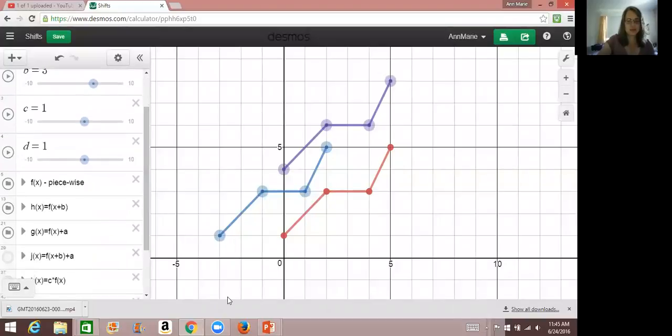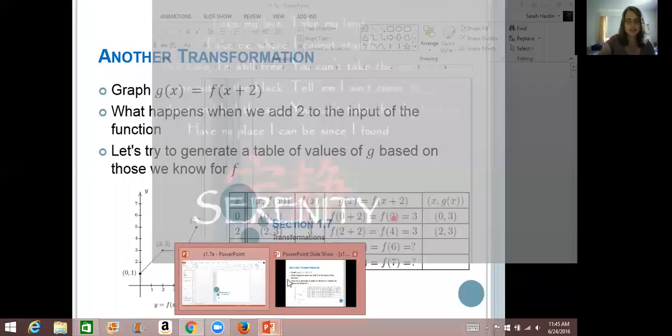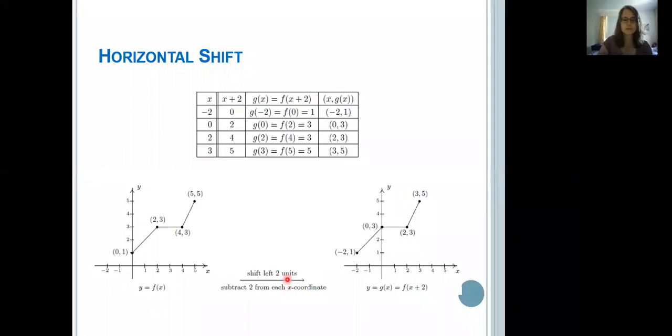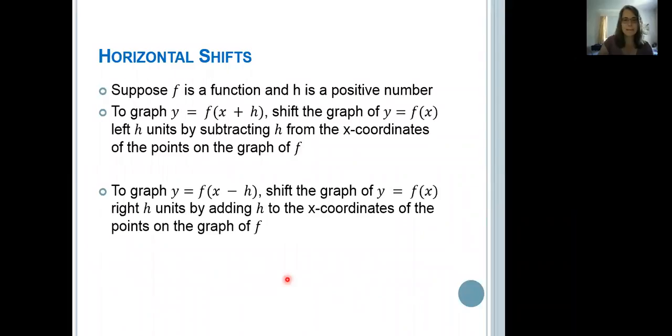Now, see where we're at. This slide just says exactly what I said. So does this one. To graph a function y equals some function f, where we've applied an additive shift to the input, we take the graph of my original function and move h units to the left. The way we do that is we just subtract whatever this number is from the x-coordinates of the point on the graph.